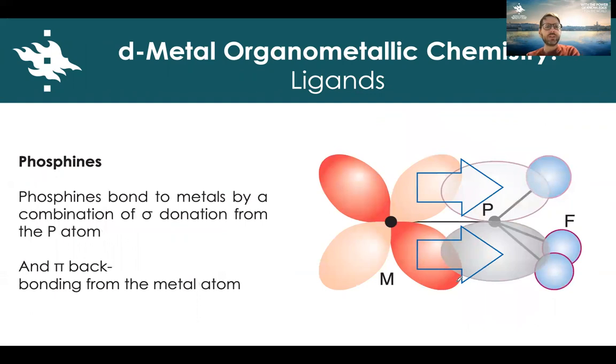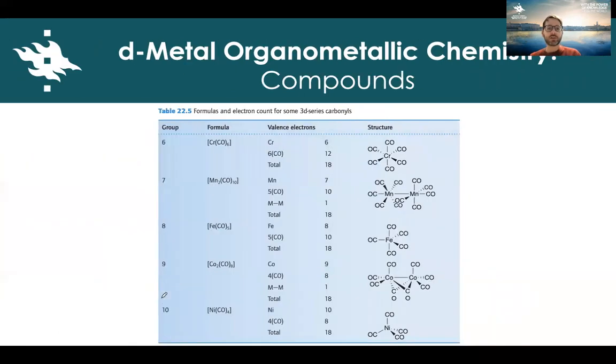Another is phosphines. Phosphines are also classified as organometallic ligands because of their properties, even though in theory there is no metal-carbon bond; it's a metal-phosphorus bond in this case. But they are also a very important ligand in organometallic chemistry. They bond to metals by a combination of sigma donation from the phosphorus atoms, and they are also pi acceptor ligands, as described for carbon monoxide.